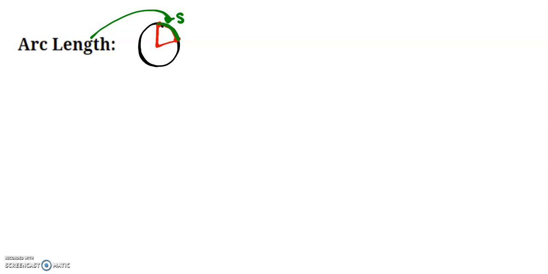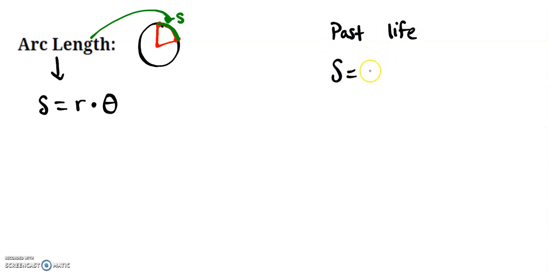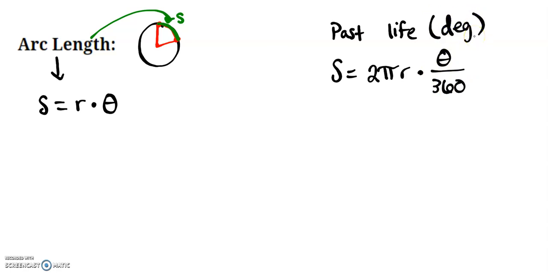The way you calculate that arc length is by taking the radius times theta, okay? Now, there was a time in your past life in geometry where you probably learned that S was equal to 2 pi r times theta over 360. And this was when your life was in degrees, okay? Your life was not as cool then as it is now. Let's just call it what it is. Because now you know that 360 degrees is the same thing as 2 pi.